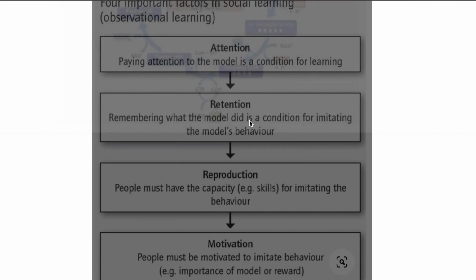Okay, here are the four principles of Bandura's theory: attention, retention, reproduction, motivation. You all know, we have to remember this sequence only. Paying attention to the model is a condition of learning. Then remembering what the model did is the condition for imitating the model's behavior. Third, reproduction. People must have the capacity for imitating the behavior. Then motivation. People must be motivated to imitate the behavior.